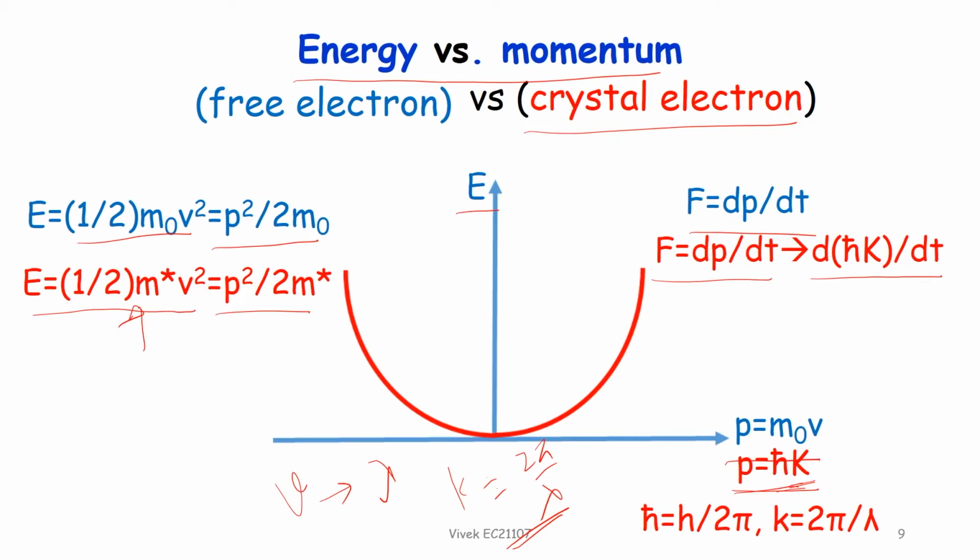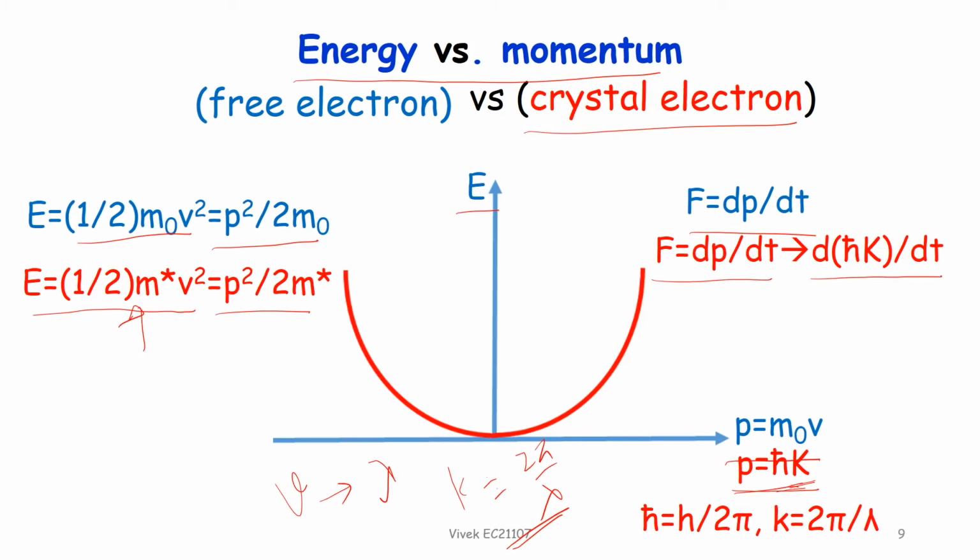So this is just a comparison of free electron and crystal electron, and this will form the basis of band structure. Why? Because this is the energy versus momentum or energy versus wave vector curve for the electron. You can guess the similar type of curve will be valid for holes also, but it will be inverted. Why?